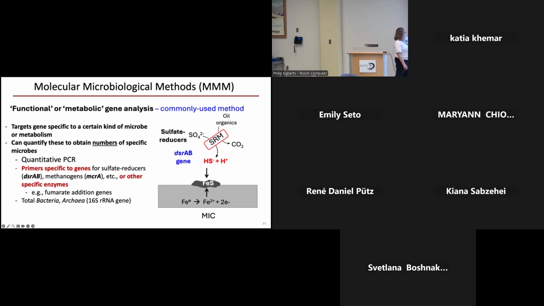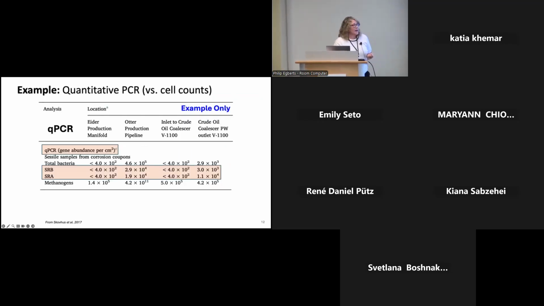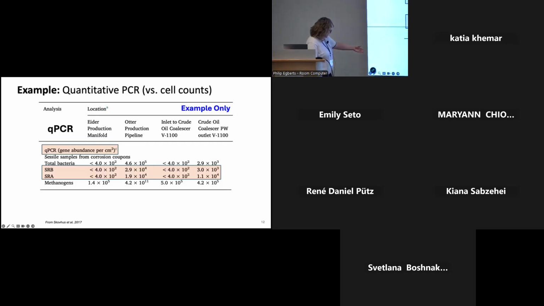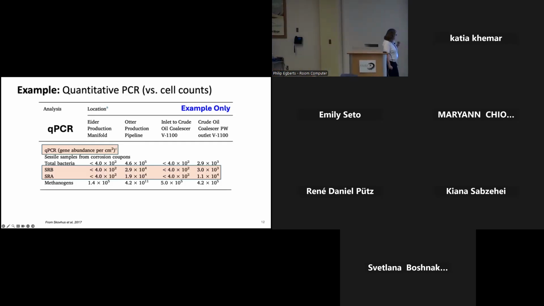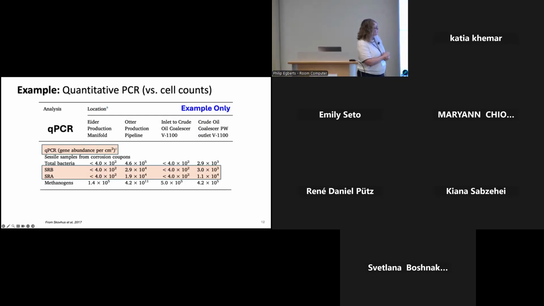Yeah, so that's just another method that's quite commonly used if you want to be very specific about certain types of activities. I wanted to show you an example. This is from a paper that Torben was a lead author on. I can't remember the whole story, but they were looking at the top of an offshore oil production platform, at various locations that were suspected of having some microbial corrosion problems.